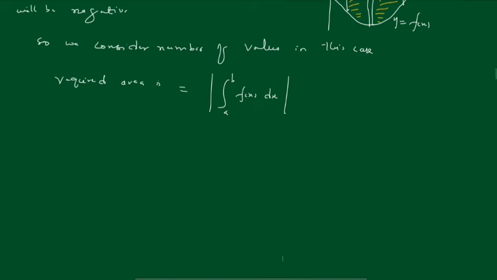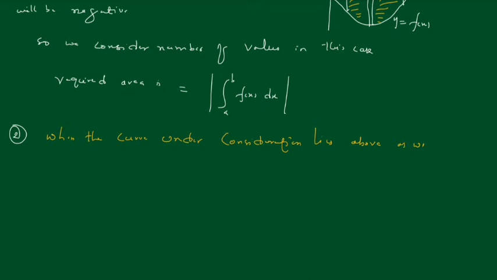So next, the second case: when the curve under consideration lies above as well as below the x-axis. When we have both cases, the curve is above the x-axis as well as below the x-axis. In this case, how can we take it? Let's see.